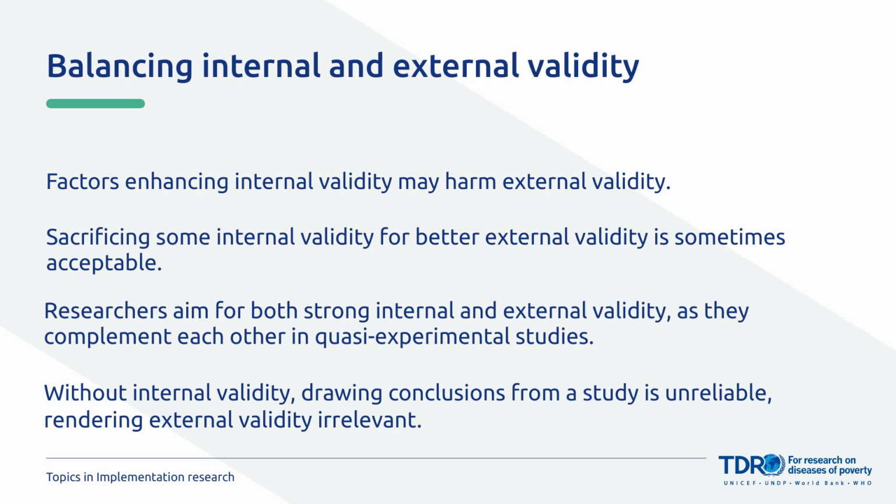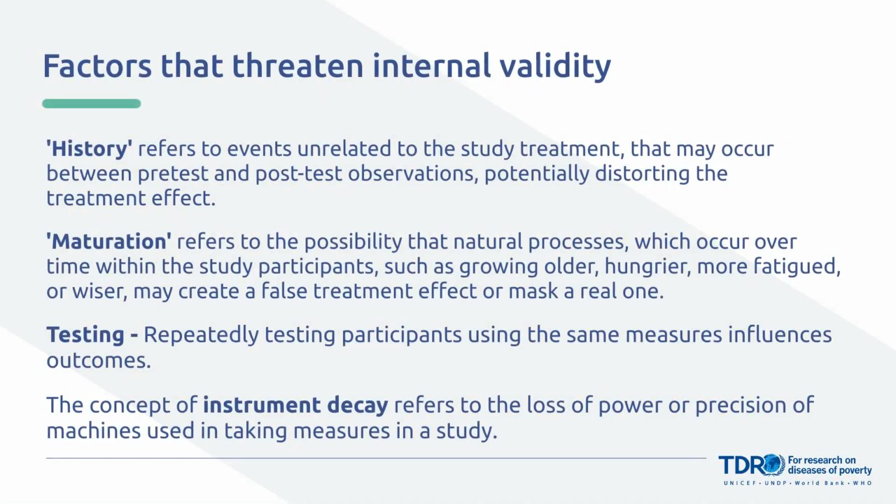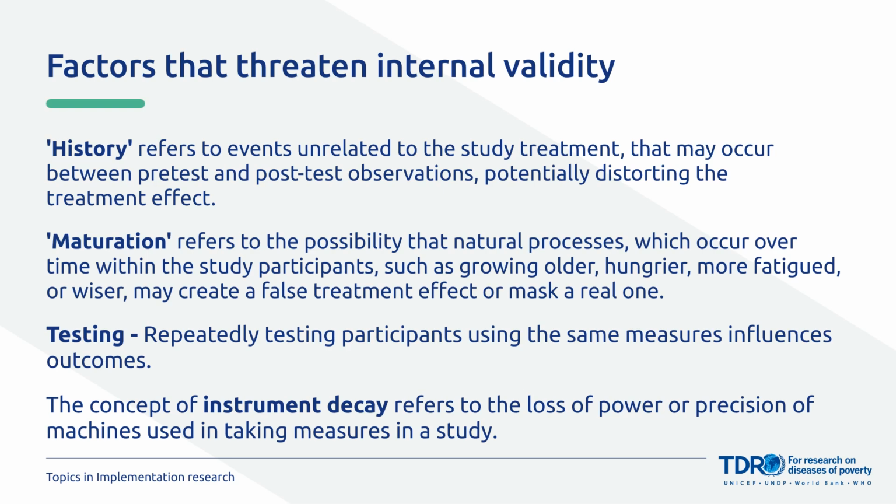To boost internal validity, researchers need meticulous planning, quality control processes, proper recruitment methods, data collection, analysis, and sample size. However, prioritizing internal validity over external validity isn't enough to create effective programs or policies that work across diverse or resource-limited settings. Let's start with factors that threaten internal validity. In this section, we discuss factors that can undermine the internal validity of implementation research. These factors include history, maturation, testing, instrument decay, diffusion, selection, and mortality.